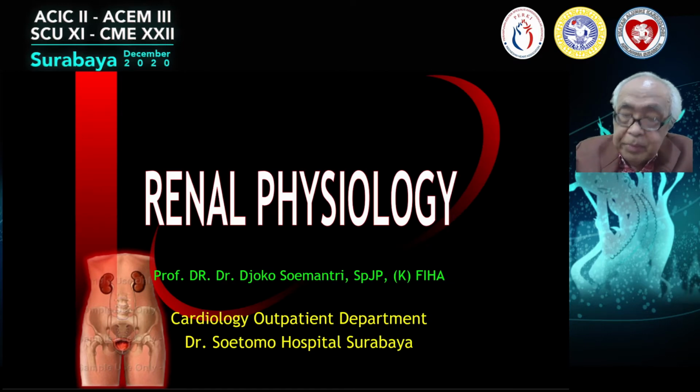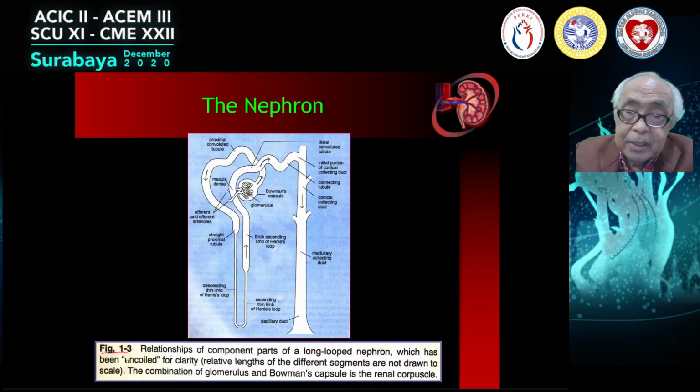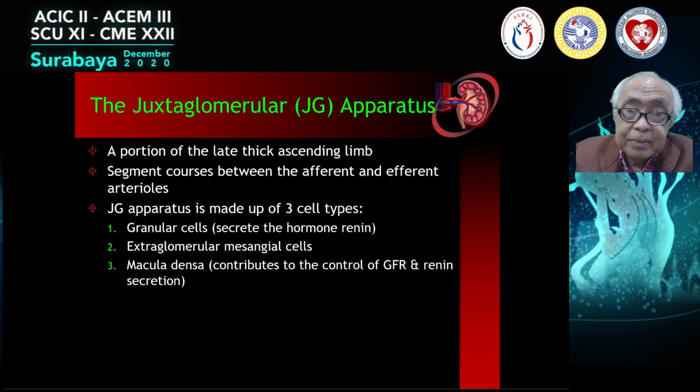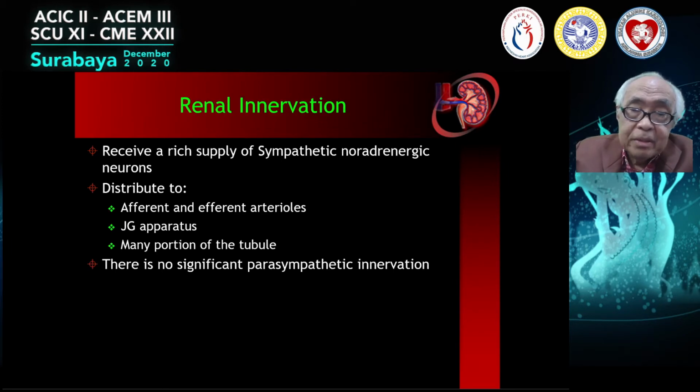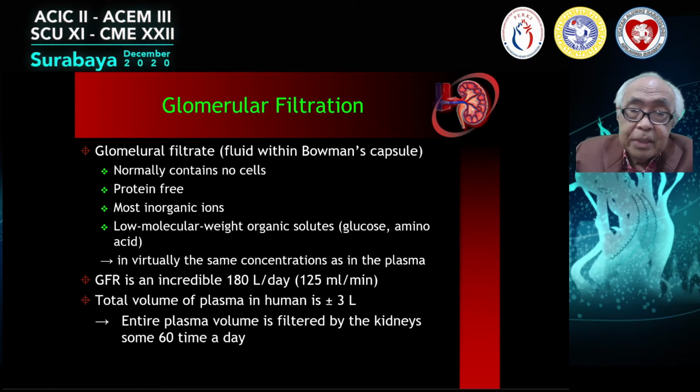I'll repeat once again the renal physiology, to remind you, but I think I said this earlier this morning. The tubule is a very important apparatus here. Renal innervation is only sympathetic nerve activity. There is no evidence of parasympathetic innervation. Filtration is about 180 liters a day, or 125 milliliters per minute.